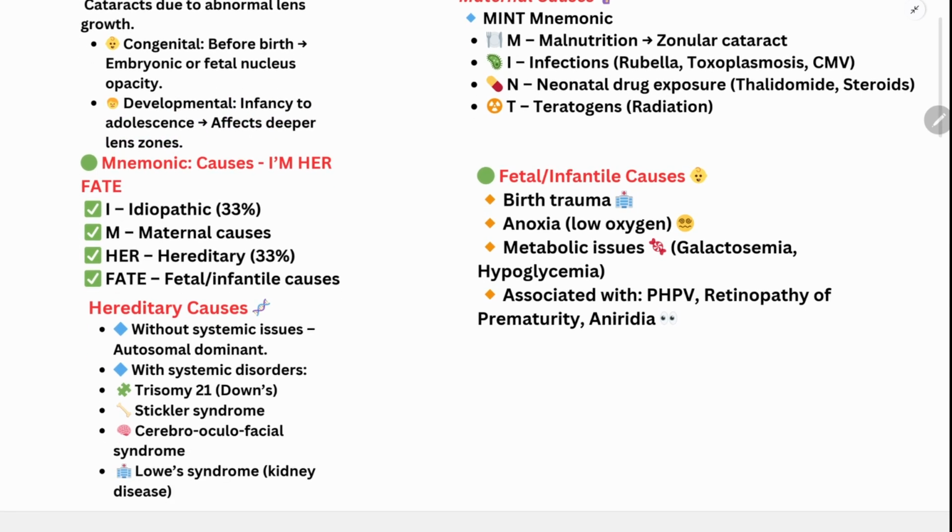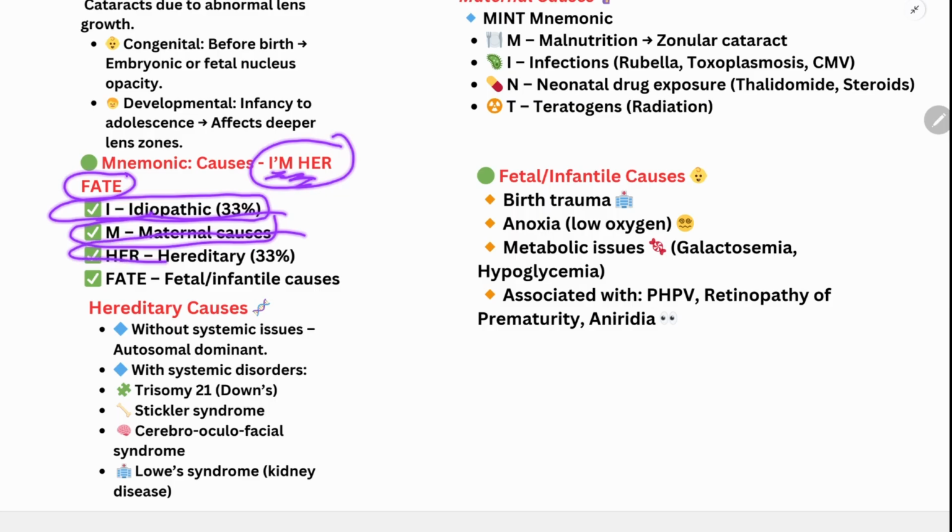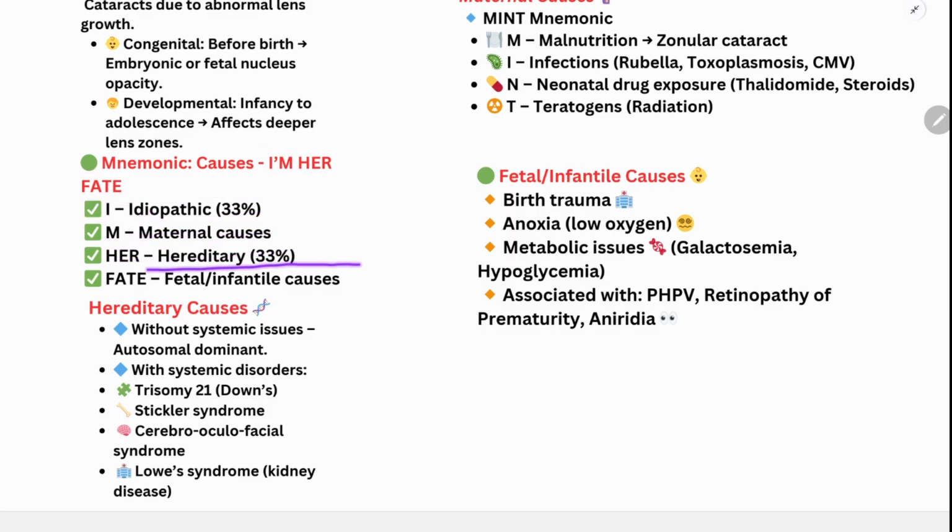So what is the reason for this congenital cataract? The mnemonic is I am her fate. I for idiopathic in 33% of cases, M for maternal causes, H for hereditary causes, and fate for fetal or infantile causes. So let us discuss them.